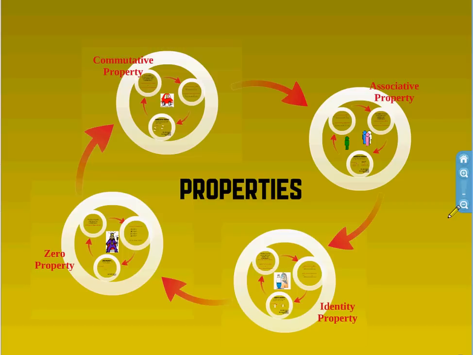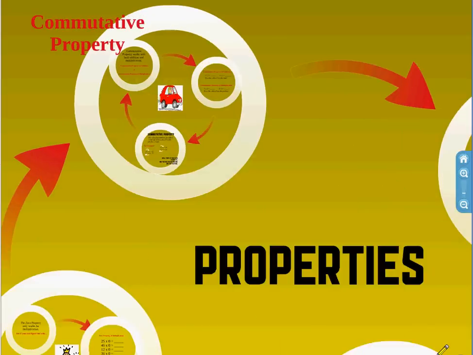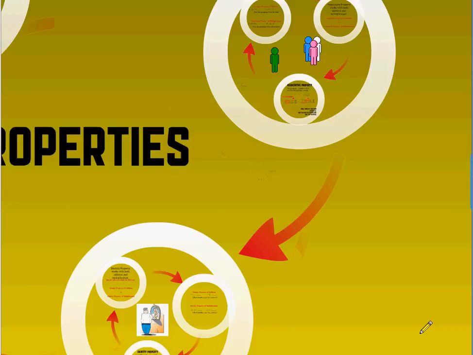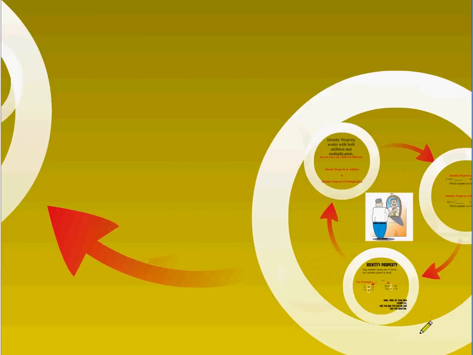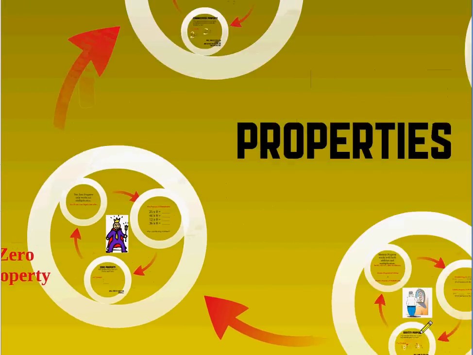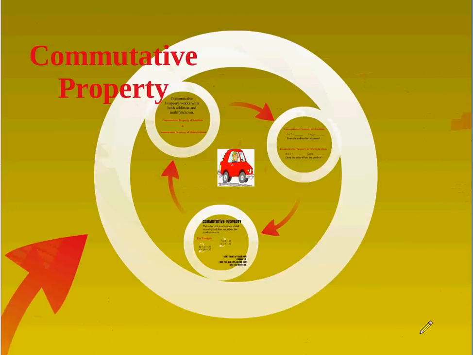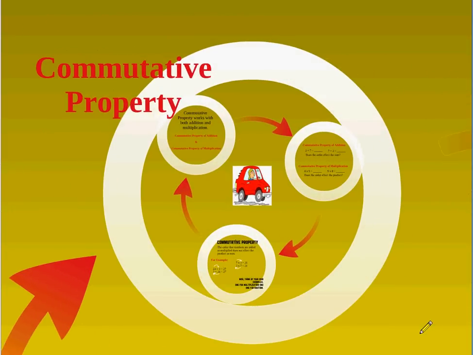Okay? So we're going to be talking about properties. And properties are things that we already know about, but we're going to give them some names. And the four properties we're dealing with are the commutative property, the associative property, the identity property, and the zero property. So properties just describe kind of the way something acts, and in some situations it's going to be multiplication, sometimes it's going to be addition, and sometimes it's going to be both.